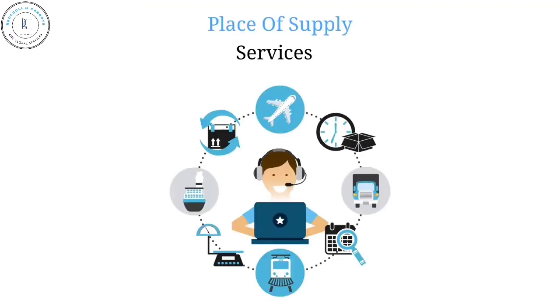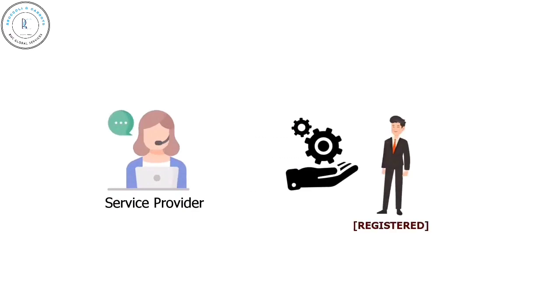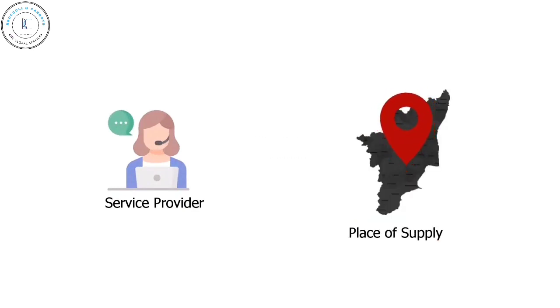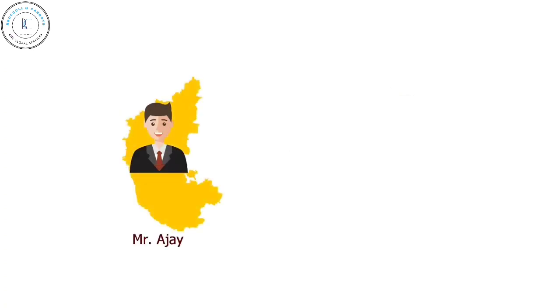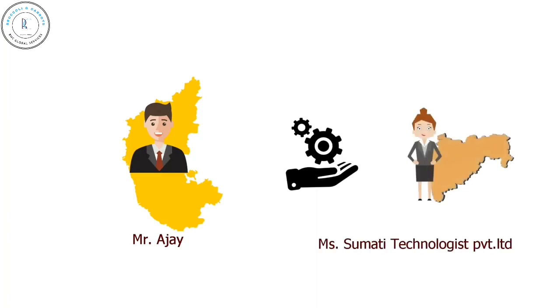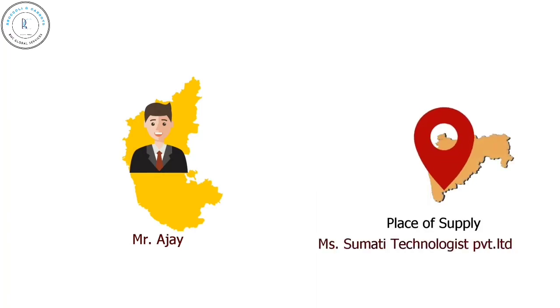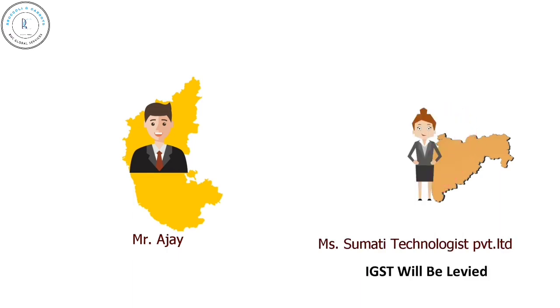Today we shall be discussing the concept of place of supply for services. If service is provided to a registered person, then place of supply will be the location of the registered recipient. Example 1: Mr. AJ from Karnataka provides consultancy services to MS Sumati Technologies Limited, registered in Maharashtra. Place of supply will be Maharashtra, location of registered person, and IGST will be levied.